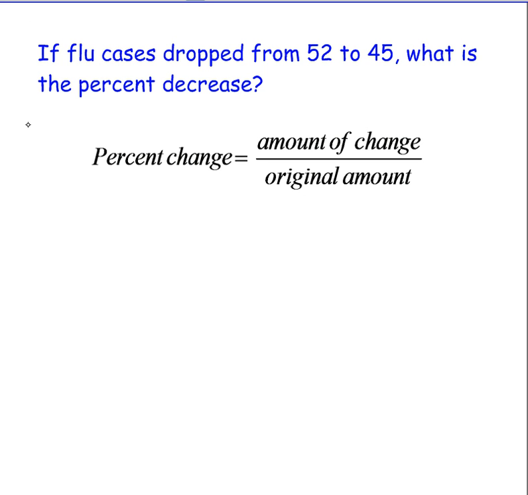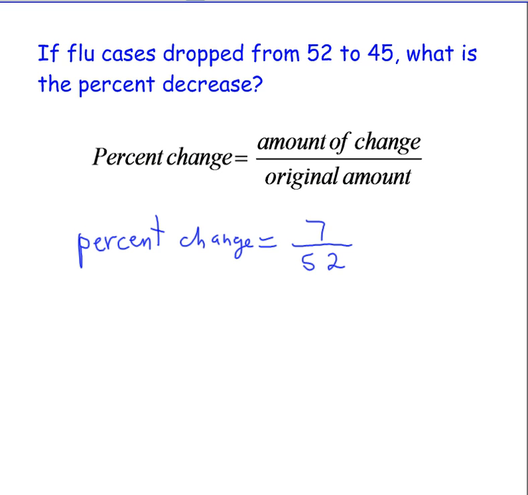Let's take a look at our first example. If flu cases dropped from 52 to 45, what was the percent decrease? We're just trying to find percent change, so I'm going to use amount of change divided by original amount. The amount of change is found by subtracting, which is 7. I'm going to go ahead and plug in now.